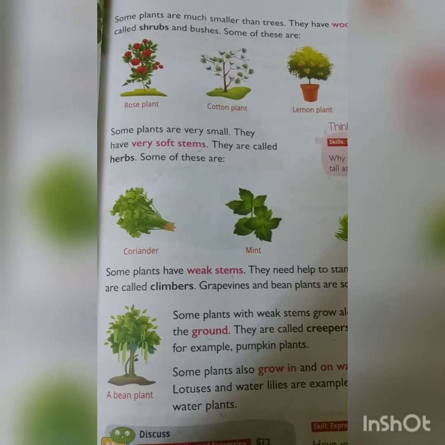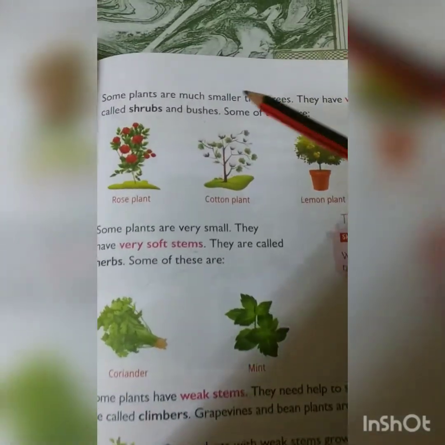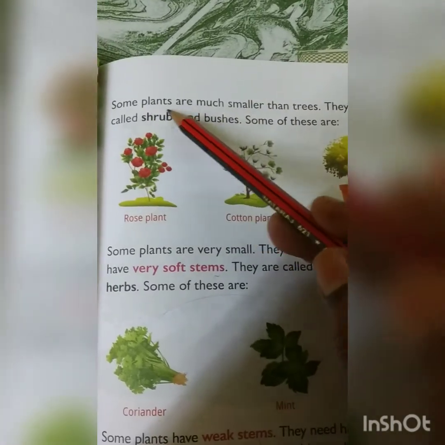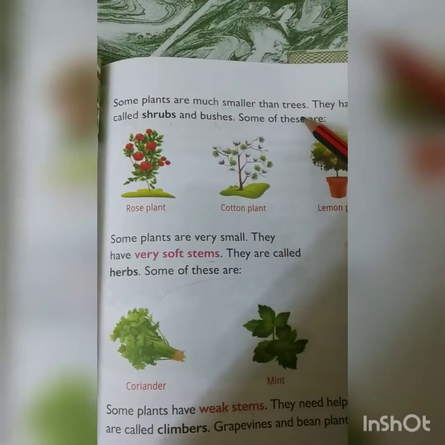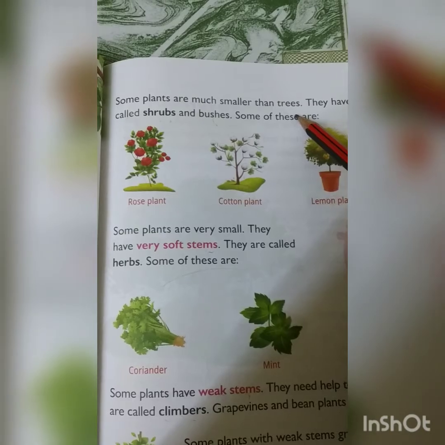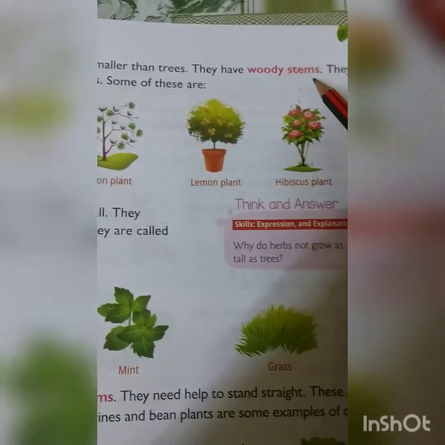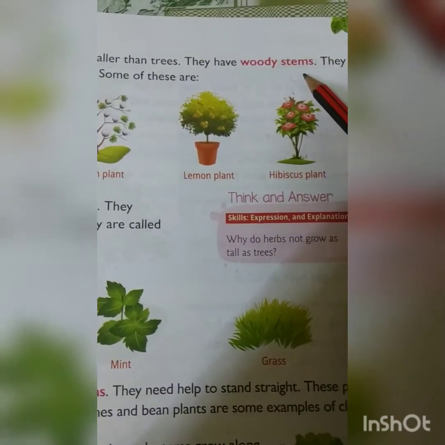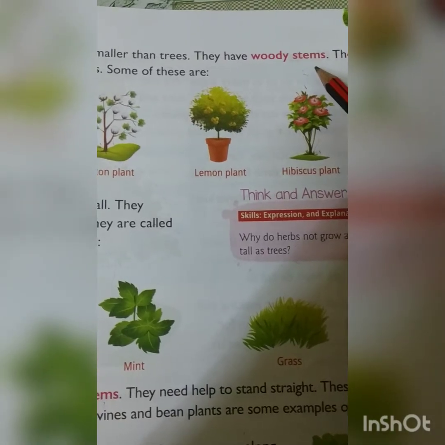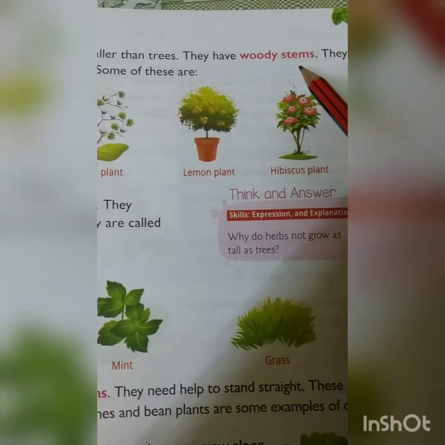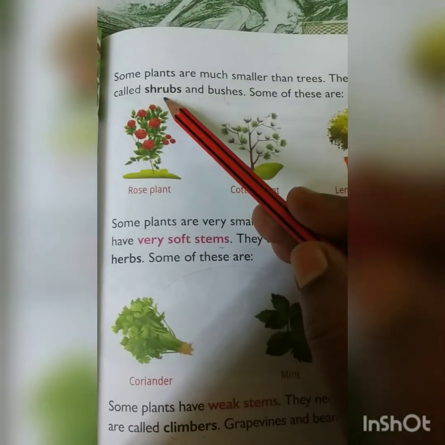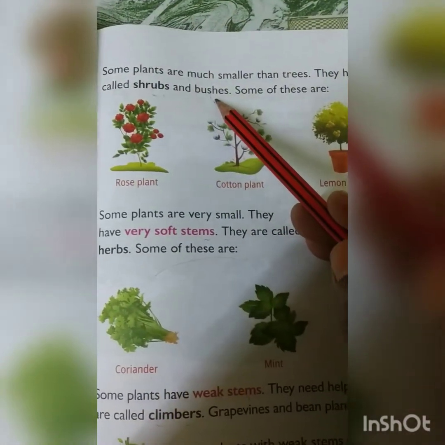Children, now turn to page 71. Here we see some plants are much smaller than trees. We saw the trees. Now we are going to see the smaller plants. They have woody stems, which means not so strong. After a few months they will wither and die off. They are called shrubs or bushes.